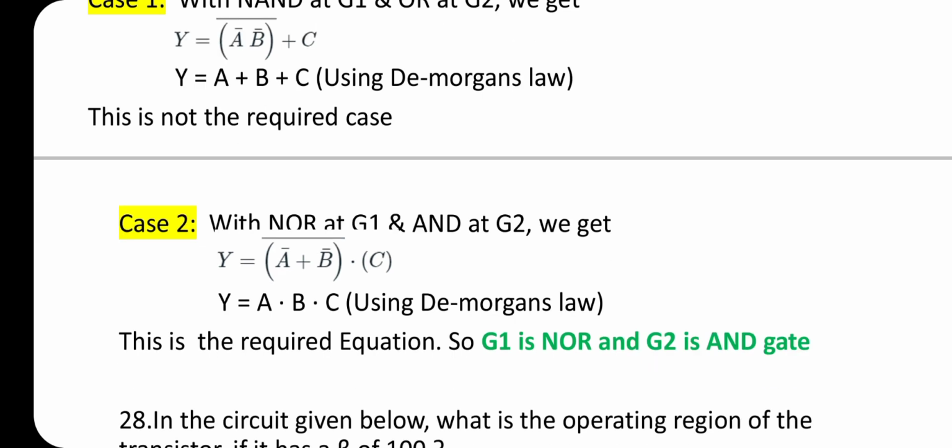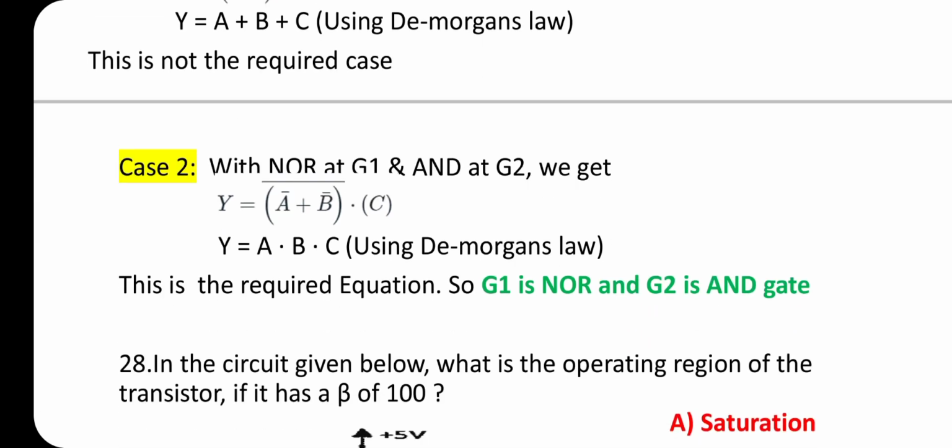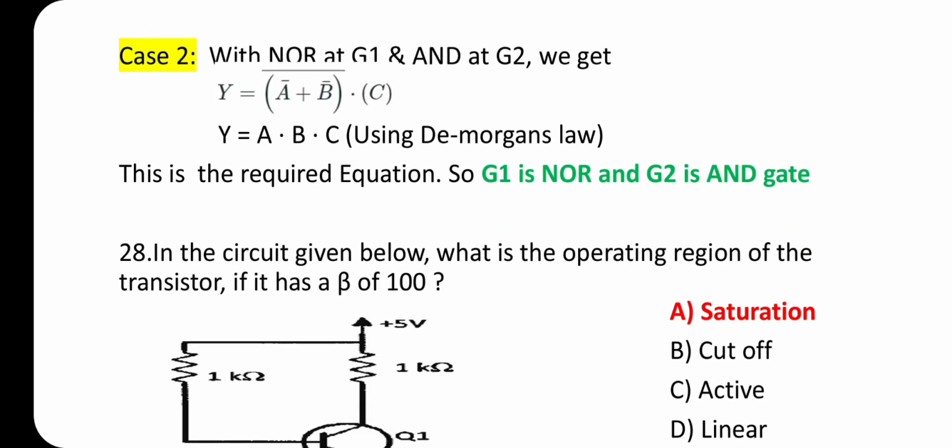So consider case 2. With NOR at G1 and AND at G2, we get y equal to (A bar plus B bar) whole bar into C. By using De Morgan's law, we get y equal to ABC. This is the required equation. So G1 is NOR and G2 is AND gate.